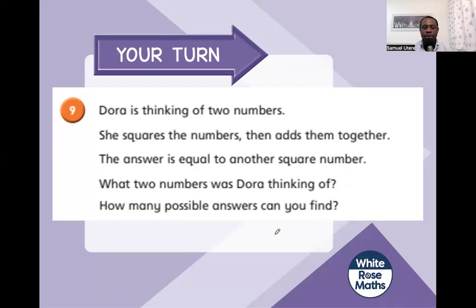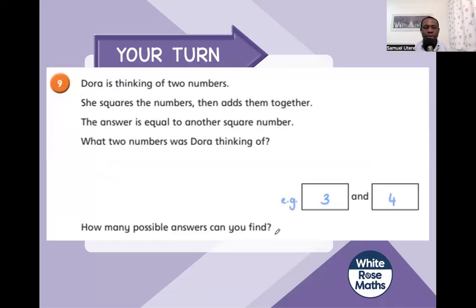Assuming you've paused the video and you've answered question 9, here are the answers. Let's discuss them. So Dora is thinking of two numbers. She squares the numbers, then adds them. The answer is equal to another square number. What two numbers was Dora thinking of? Well, we could try to do this using algebra. We could have more than one answer for this.